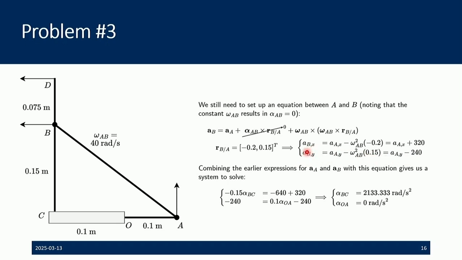And now we're going to plug in the values we got from the last slide, where we had AX and ABY, or something, maybe the other way around. If you do that, you end up with minus 0.15 alpha BC equals minus 640 plus 320. So you can evaluate alpha BC directly in this equation. It's 2,133.33 radians per second squared. And the same thing for the second equation: minus 240 equals 0.1 alpha OA minus 240. So the minus 240s cancel out, and alpha OA is actually 0 in this case.